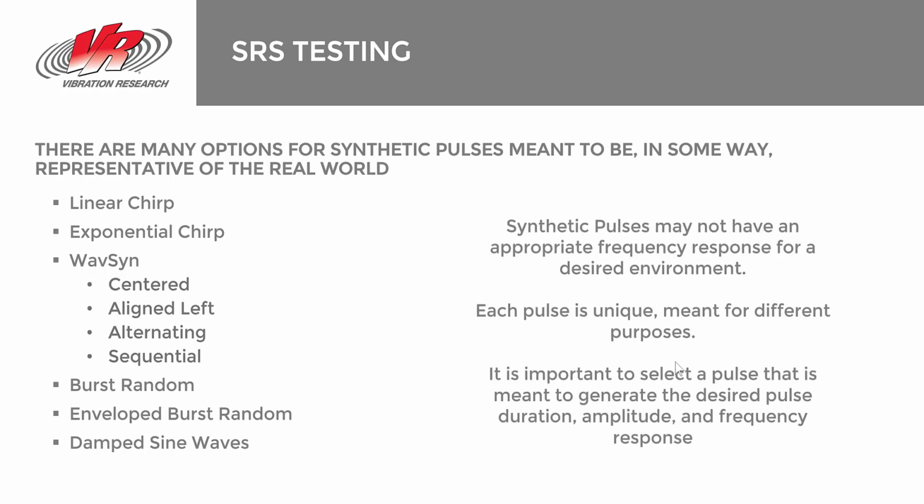So the key to remember is that when we use these synthetic pulses, most of them can be used to generate the exact same SRS response. So it's a very important consideration that needs to be made when selecting the waveform that you are looking for. If a stage separation event is what I'm trying to replicate, I want to use something like WaveSine centered, which is almost like a classical terminal peak pulse. It's very short duration, it's a sharp transient, and you can cram a lot of frequency content into a very short period of time.